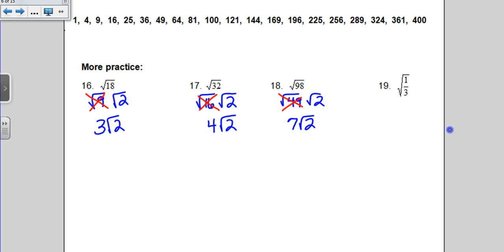And then when you get to number 19, we're going to break it into the square root of the numerator over the square root of the denominator. Now technically the square root of 1 is a 1, so I could change that right now, but I have a bigger issue, and that's the rationalization of the denominator. I got to get rid of the radical in the denominator, so I'm going to multiply both the numerator and the denominator by the square root of 3. And that's going to give me square root of 3 in the numerator, and then 3 in the denominator.